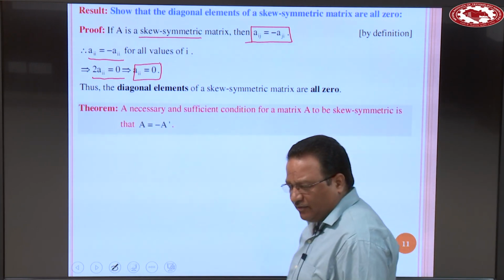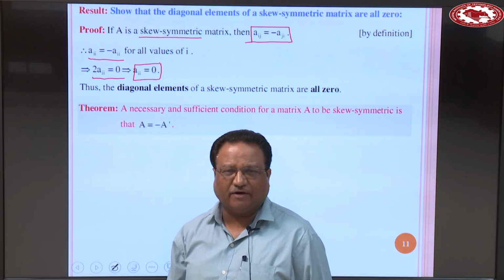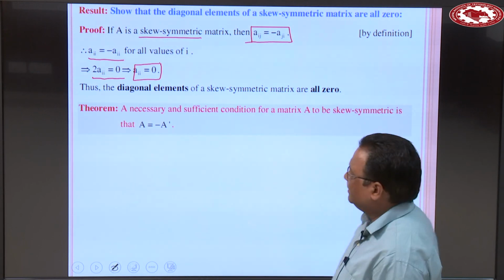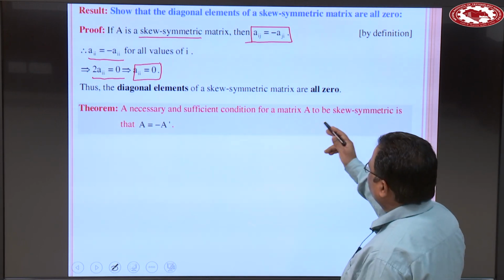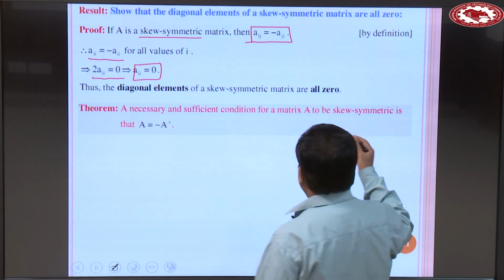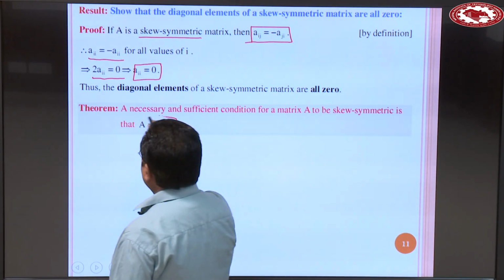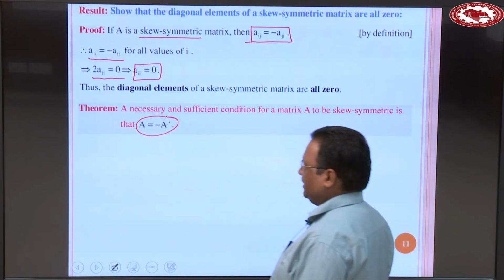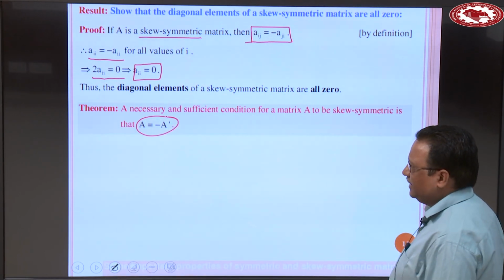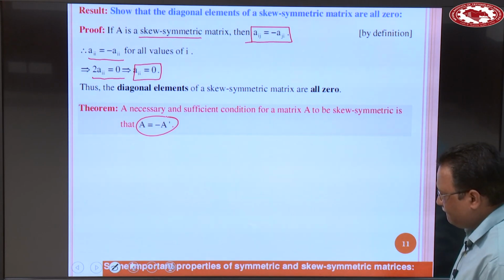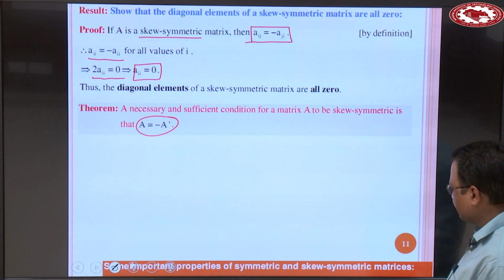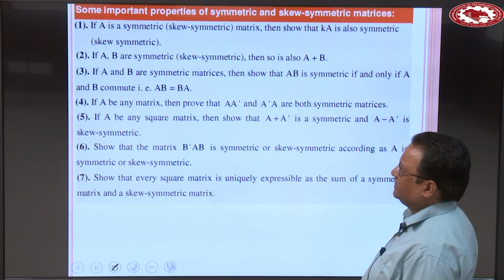And what is the necessary and sufficient condition for a matrix to be skew Hermitian? The necessary and sufficient condition for a matrix A to be skew symmetric, sorry, skew symmetric is A is equal to minus A dash. A is equal to minus A dash. Okay. Now, let us discuss a few properties of symmetric and skew symmetric matrices.